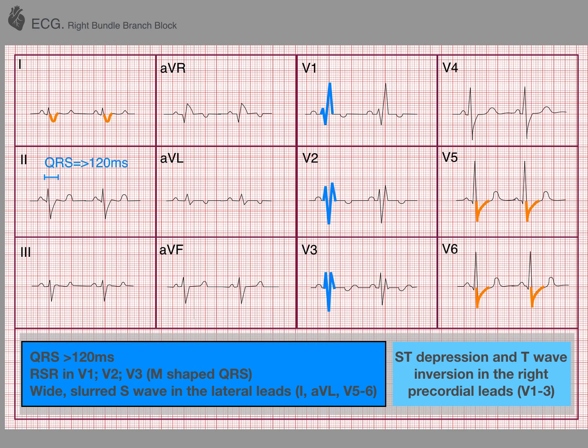Those being an RSR pattern in V1, V2 or V3. This is what some people refer to as the M shape or the bunny ears. There is also a wide slurred S wave in the lateral leads.